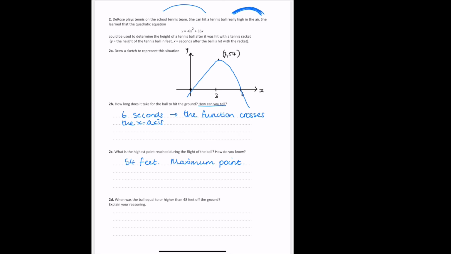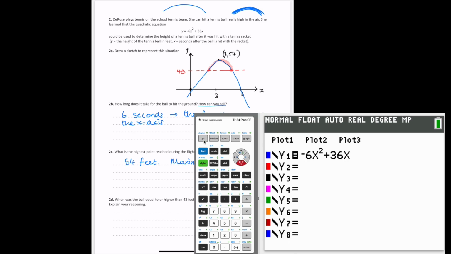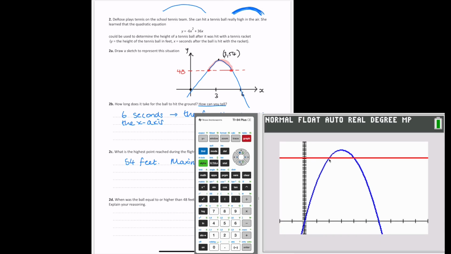Then, when was the ball equal to or higher than 48 feet off the ground? So 48 is probably somewhere around here, and I'm interested in knowing at what time it was higher. So this part of the curve here that I've shaded. To do this, I'm going to go back to my y equals on my calculator, and type a new function, and this time just put 48. That draws my line across for 48.